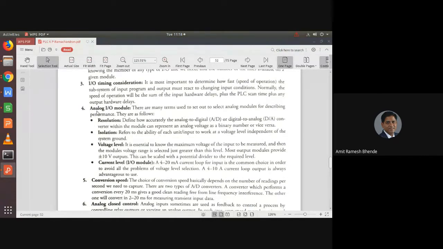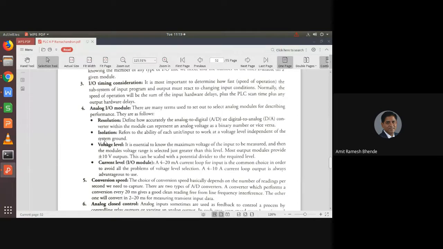Now, analog IO module. So we know that sensors are the input devices, and the output of the input device is in terms of analog. The sensor senses the physical quantity and converts it into analog voltage. So the output of the sensor is in the form of analog voltage. The output of the input device is in terms of analog voltage.